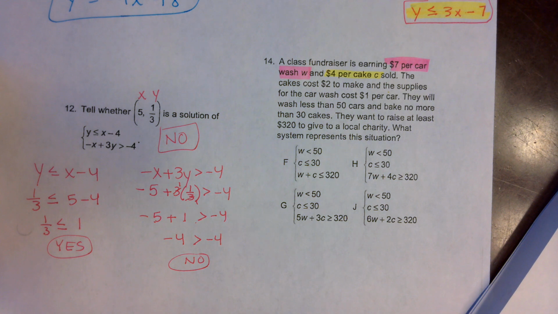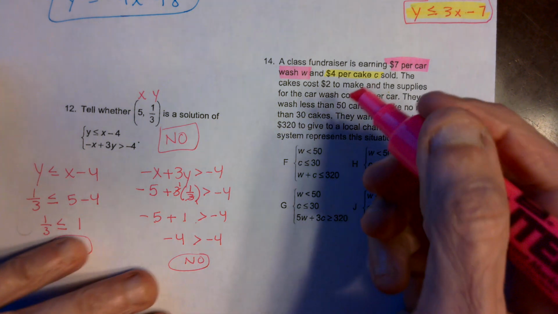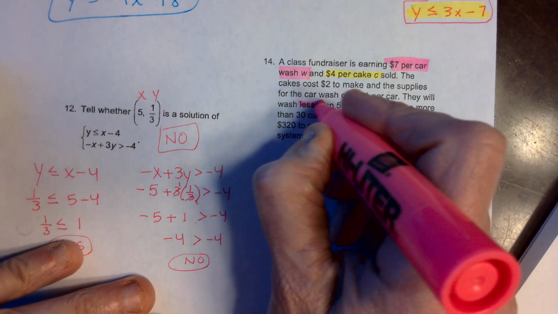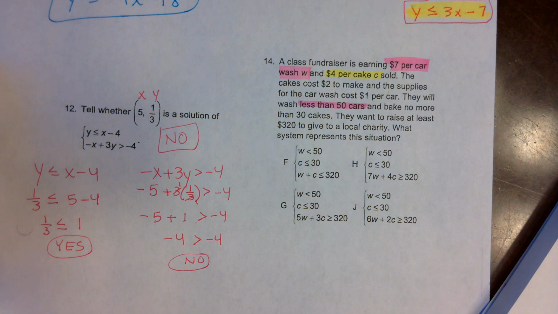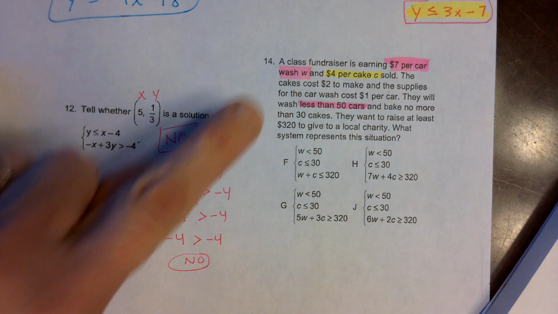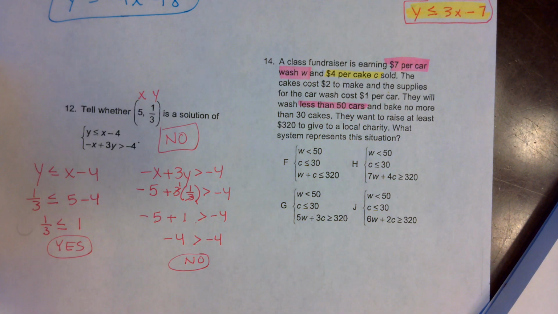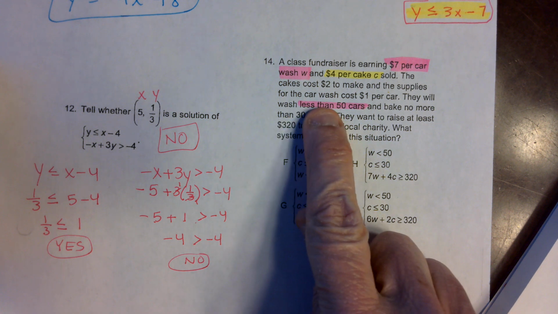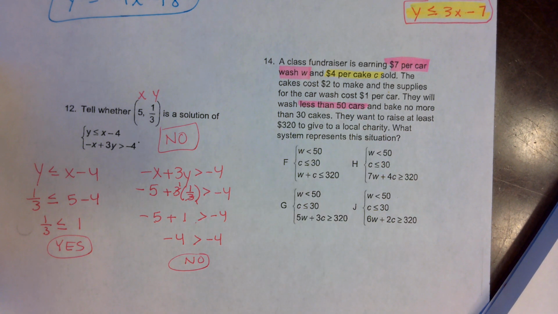So they want to know, let's see here, they will wash less than 50 cars. Okay, so the cars less than 50. I'm doing it in pink because what letter was the cars? The W. So they want the W to be less than 50. So where do you see a W less than 50? Oh, in all of them. Okay, so we haven't narrowed any out yet.